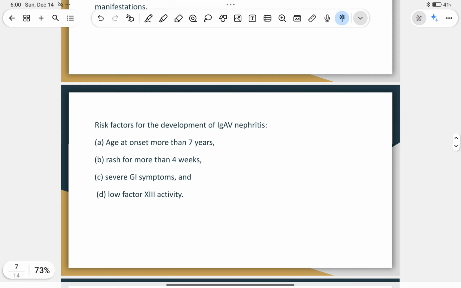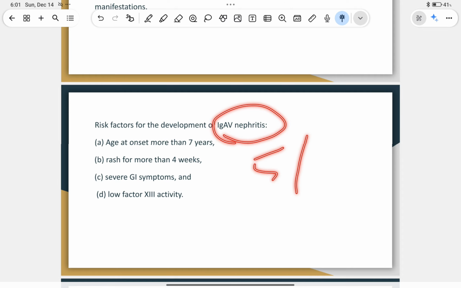Next, coming to risk factor for IgA nephritis. All patients won't be having IgA nephritis, but IgA nephritis is our main concern because remaining all purpura will subside, pain abdomen will subside, joint pains will subside, but IgA nephritis in 5% of the patients it will cause chronic kidney disease. So we are worried about this and we want to know what's the risk factor for IgA nephritis.